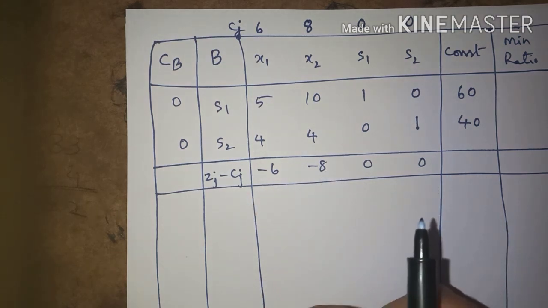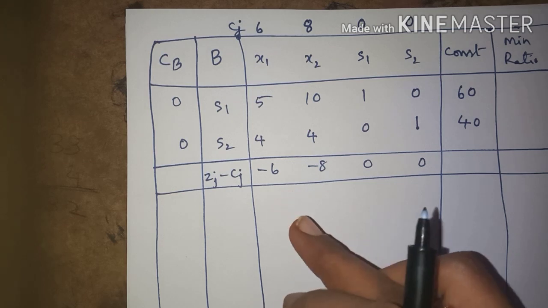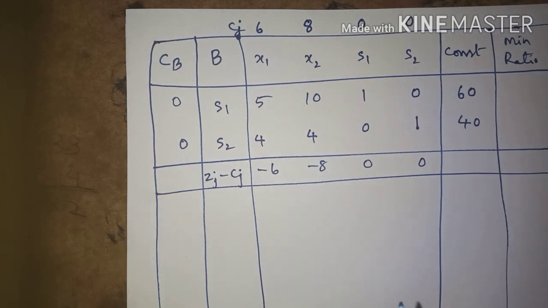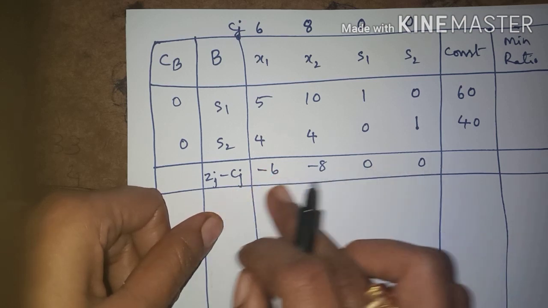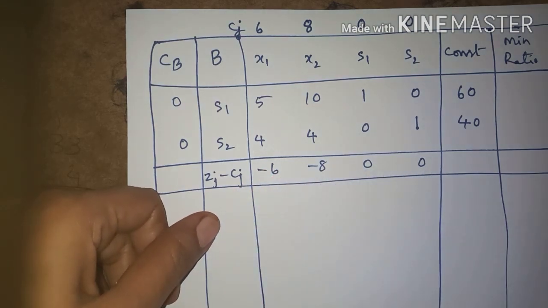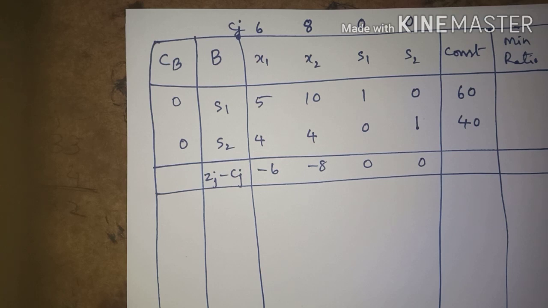When will you reach the optimal condition? Whenever all the index row elements are greater than or equal to 0, only then can we reach the optimal condition. Otherwise, we have to go to the next iteration. That means if either one or two negative values occur, we have to move further to the next iteration. Here, we have got 2 negative values in the index row. So observe the complete index row carefully and identify the most negative value.